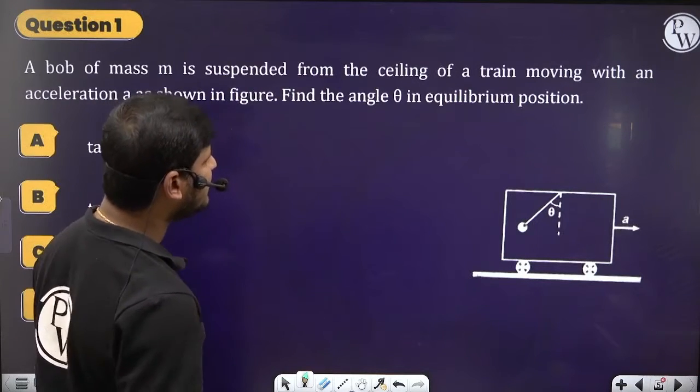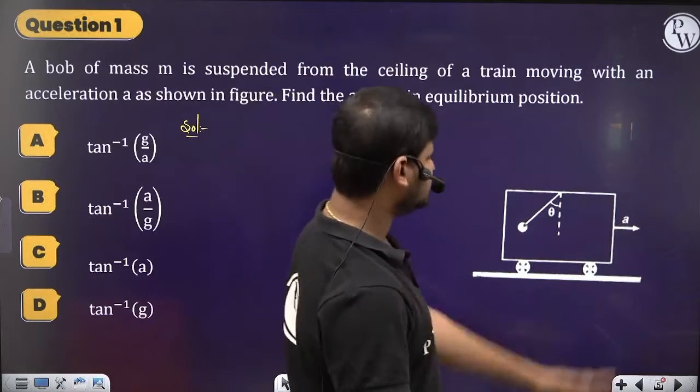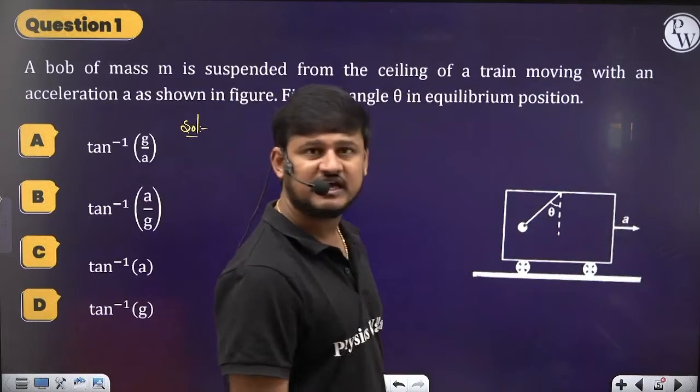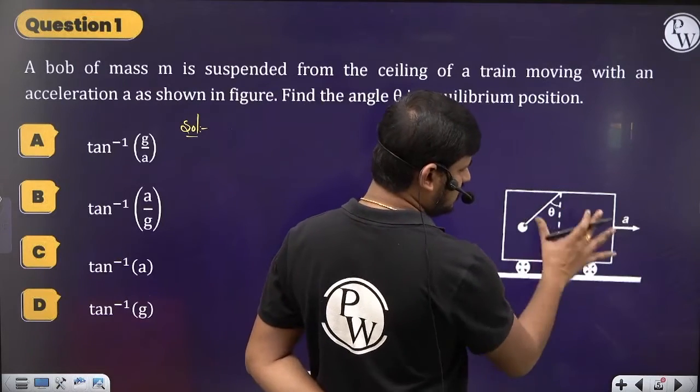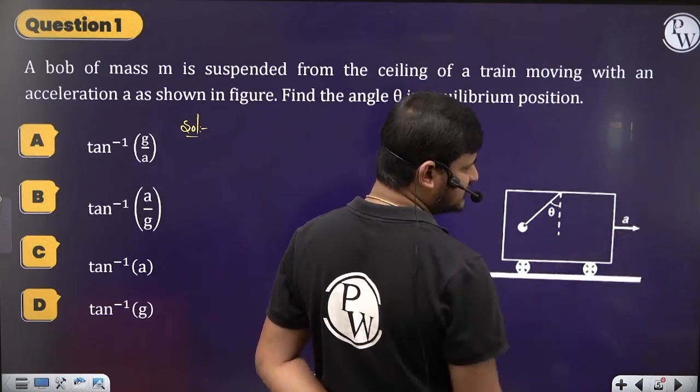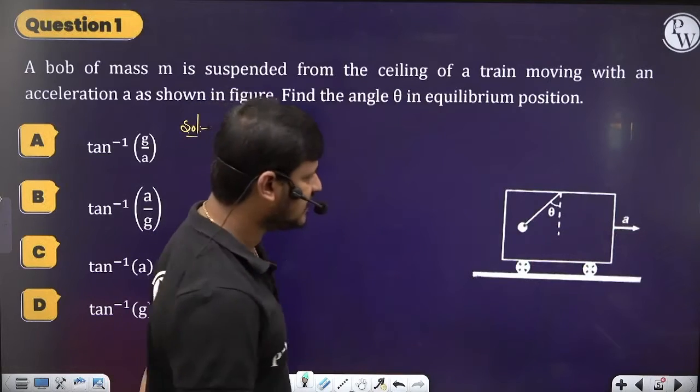So find the angle theta. In equilibrium position, find the angle theta in equilibrium position. First understand the concept here. This is a trolley which is moving with an acceleration a. The trolley is moving with an acceleration a.